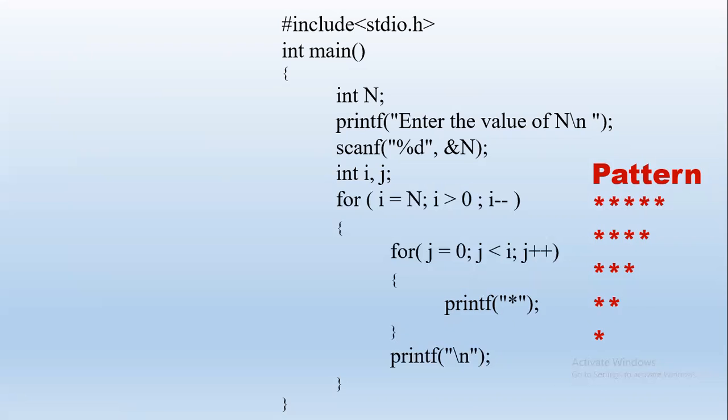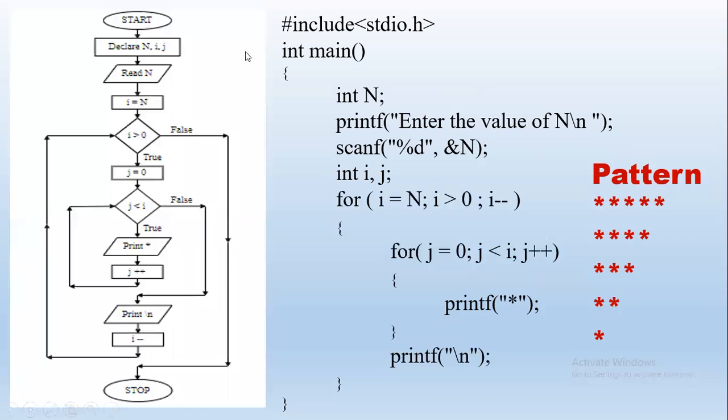Correspondingly, we have the flow chart, wherein at start we are declaring the header file and main, and then declaring the required variables n, i, j. Take input for n. i starts from n here. The condition for i is greater than 0, and j starts from 0. The condition is j less than i. If it is true, we print a star every time, and then increment j. This is the inner loop.